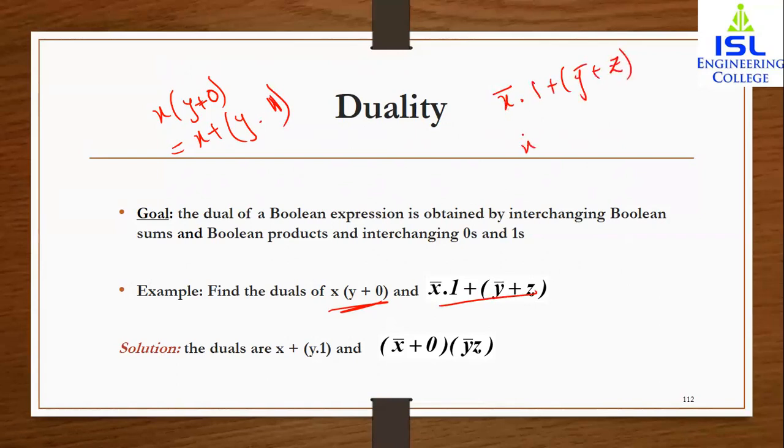So x bar will remain as it is, the Boolean product will change to Boolean sum, 1 will be interchanged with 0, then plus will be removed and we will write a product, y bar will remain as it is, plus will be changed to the Boolean product and then z. So these are the duals for our expression.